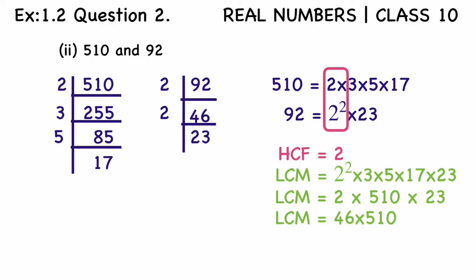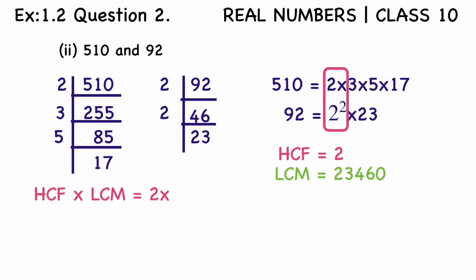So we have 46 into 510. Now multiply 46 into 51. How to calculate it first, I'll put the link in the description box below. Just refer to it. We get 2346. Now add the 0 at the end. We have 23460.